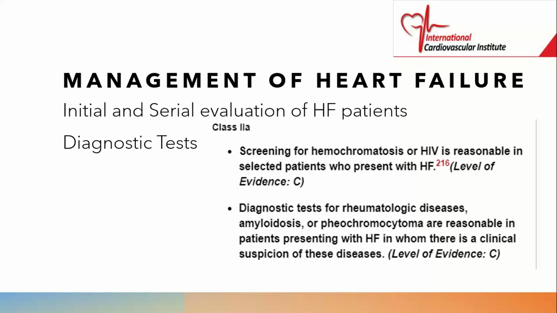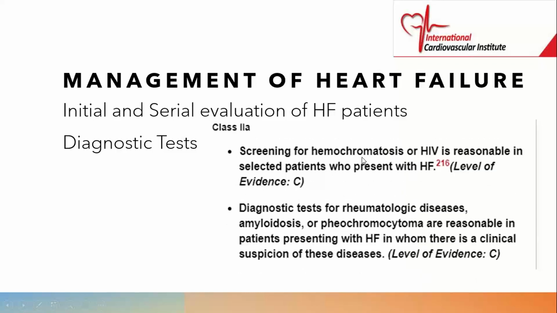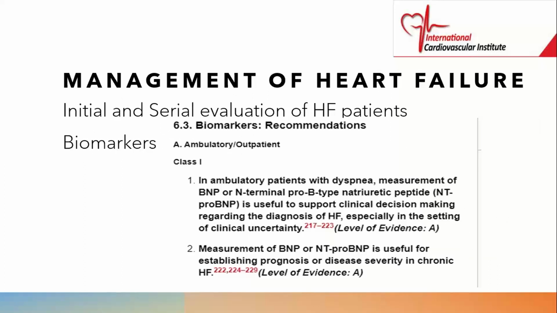But the tests that were mentioned before, everybody gets these tests. Then, depending on what you got from the history and physical, you might want to do a screening for hemochromatosis, iron overload, or HIV, or you might want to do a diagnostic rheumatologic assessment. You may want to look for amyloidosis, pheochromocytoma, or something like that. But the history and physical will guide you in that direction.